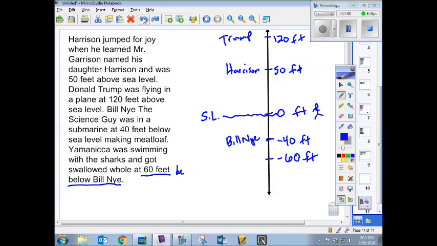So actually, where is it on the number line? Where is Yamanika? Where is she at? Sammy? Negative 100. Does everybody agree with that? Yeah. All right. Good. So there's Yamanika. I'll just put Yam. Because 60 feet farther down from 40 would put us at negative 100. You guys just diagrammed it.